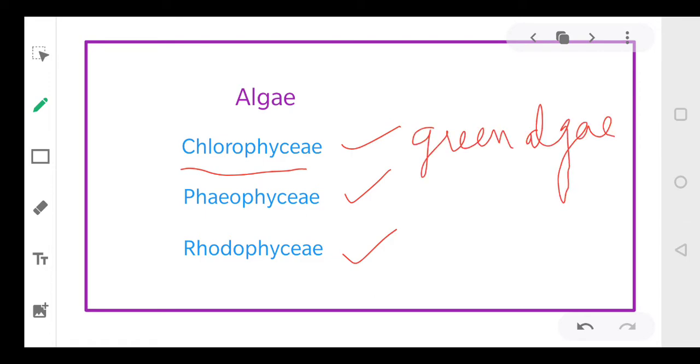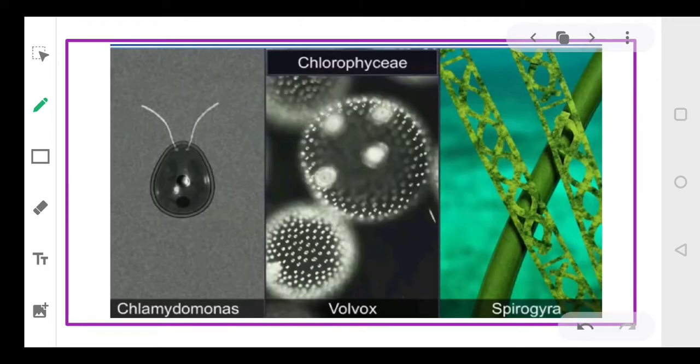As the name suggests, green algae means they are green in color. A few examples that I've noted here are Chlamydomonas, Volvox, and Spirogyra. The body of the Chlorophyceae can be unicellular, that is a single cell, multicellular, or colonial because it exists in colonies. Members may also be filamentous, as in Spirogyra. So 3 common examples of Chlorophyceae, the green algae, are Chlamydomonas, Volvox, and Spirogyra.